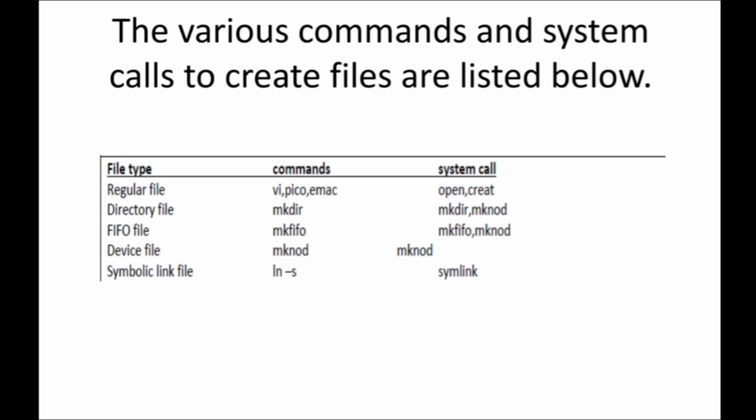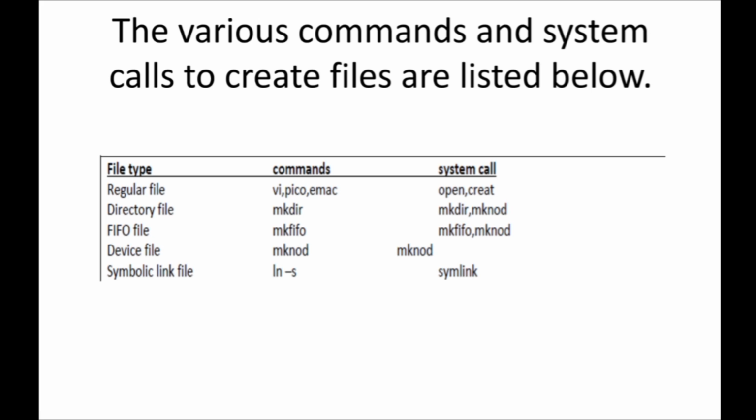For example, see, the various commands and system calls to create files are listed below. I told you, if you want to interact with your file, how you are going to do that? Using a command. If you want to open a file, for example a regular file, you can use the vi command. So it is going to open the file or create the regular file.